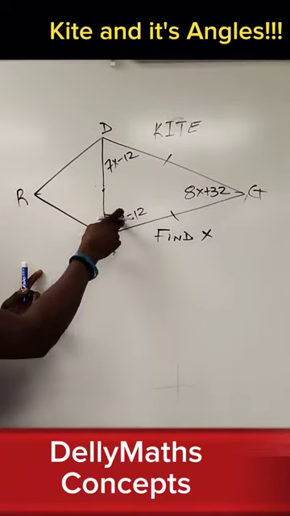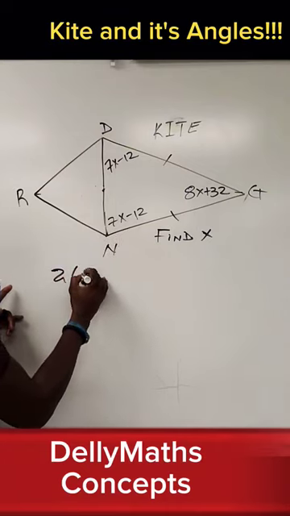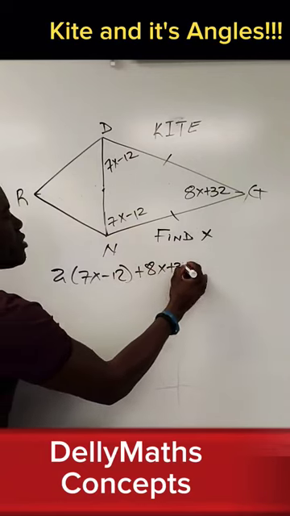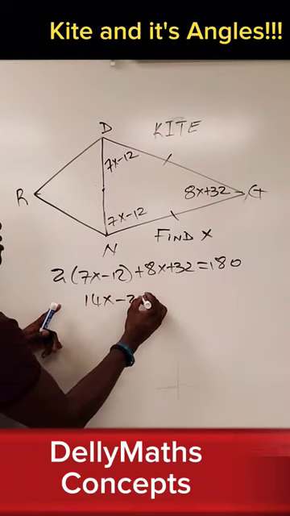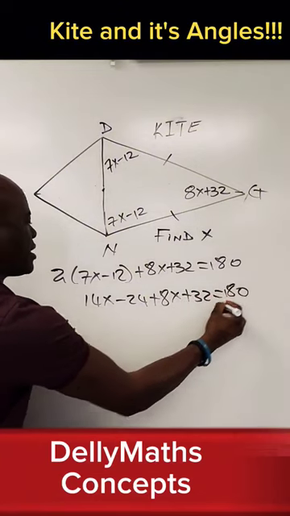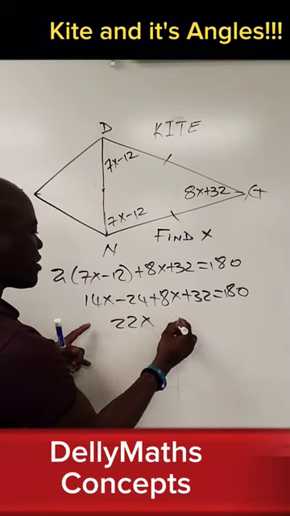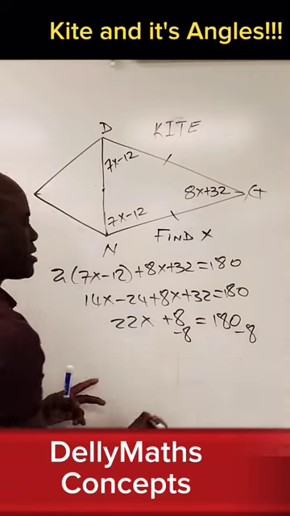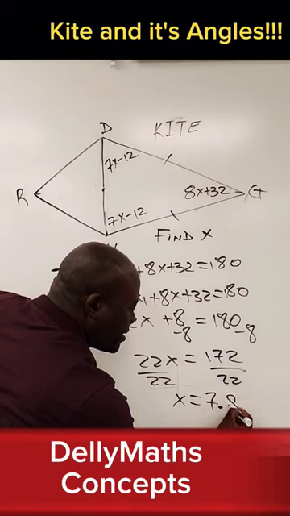So this and this are the same, which means if I multiply this angle here by 2, and then add 8x plus 32, it's going to give me 180 degrees. So this is 14x minus 24 plus 8x plus 32. This is 180 degrees. If I put these together, I'll get 22x, and this is going to give me plus 8. Take away 8 from 180, then we will get x is about 7.82.